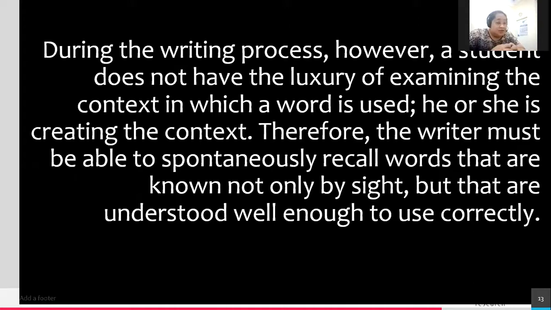So please remember that during the writing process, however, a student does not have the luxury of what? Examining the words in the context in which the words are used. He or she is creating the context. Gets nyo? Ulitin ko. During the process, however, a student does not have what? The luxury of examining the context of the word. But the student could create the context. Therefore, the writer must be able to spontaneously recall the words that are known not only by sight but are understood well enough to use them correctly.